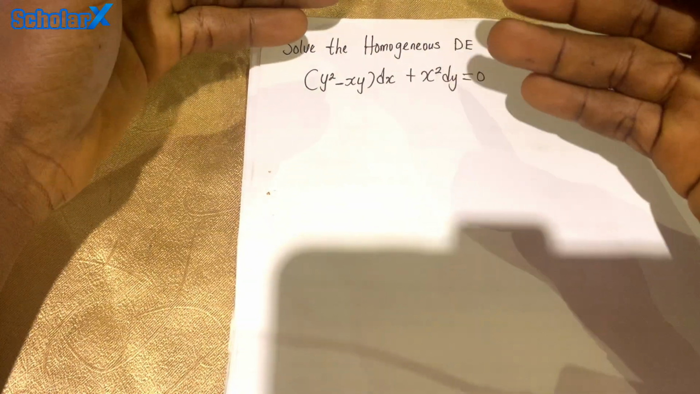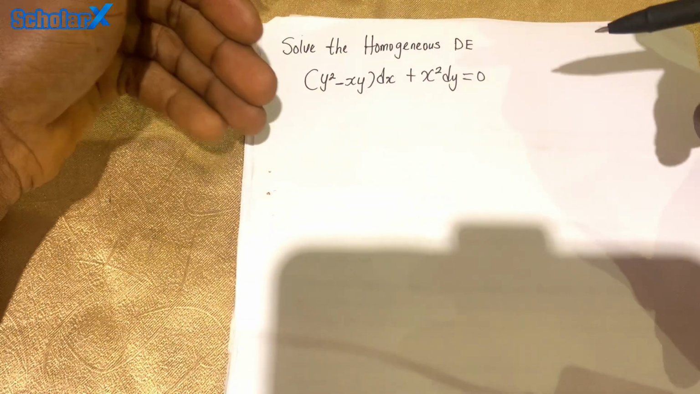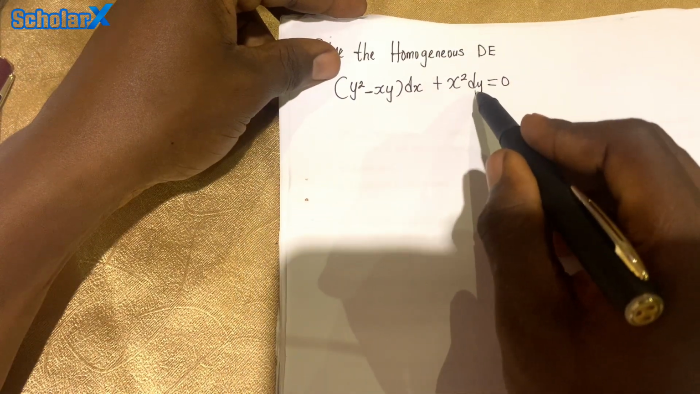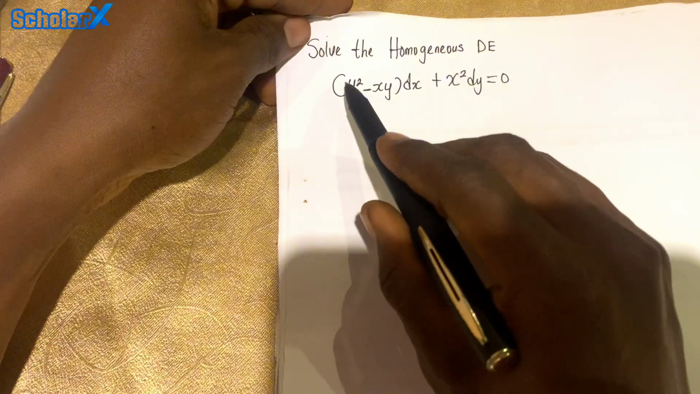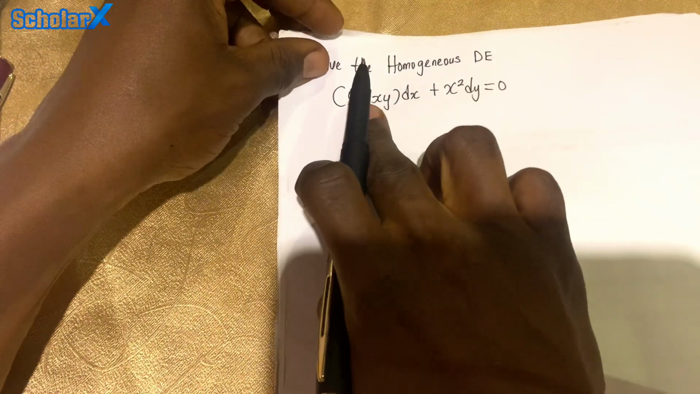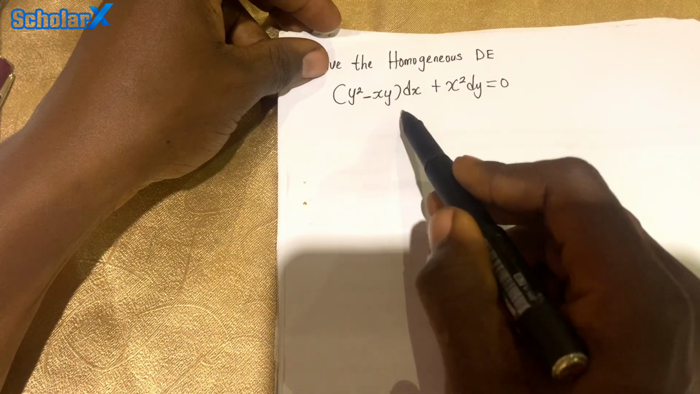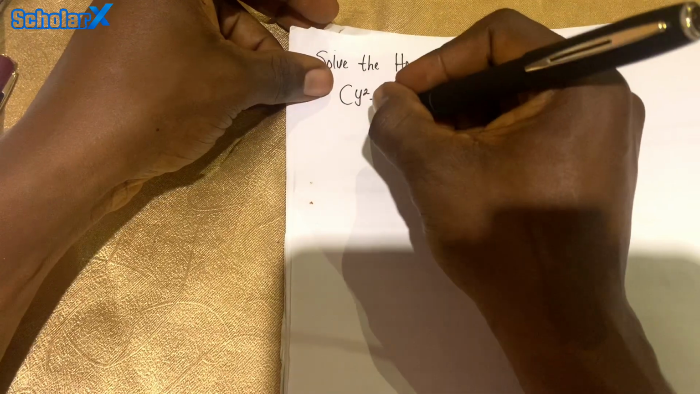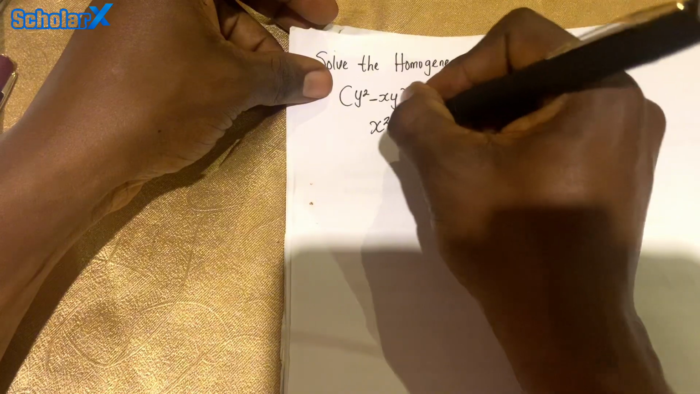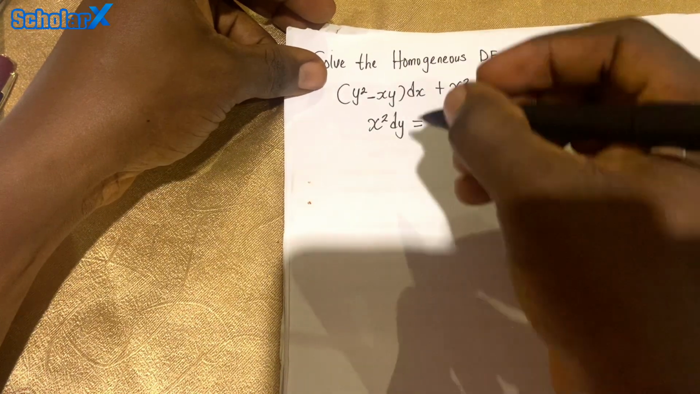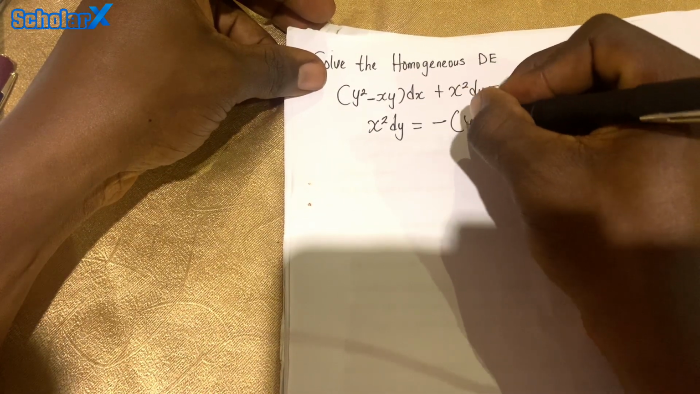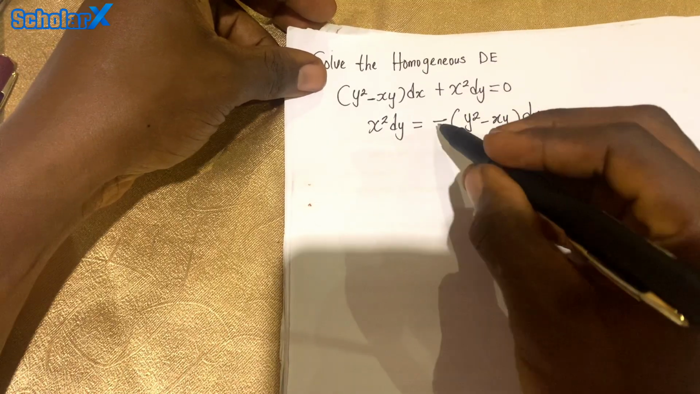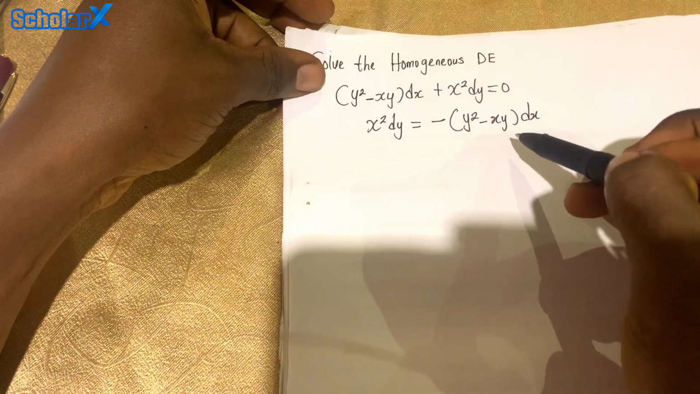One of the things we want to achieve now is to make dy/dx stand alone. So how do we do that? We have x² dy already here. We take the y² − xy dx to the other side. So when we do that, it becomes x² dy is equal to −(y² − xy) dx. Now, the minus here is because we took this to this side.